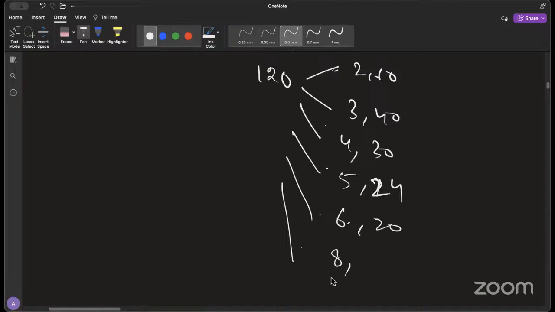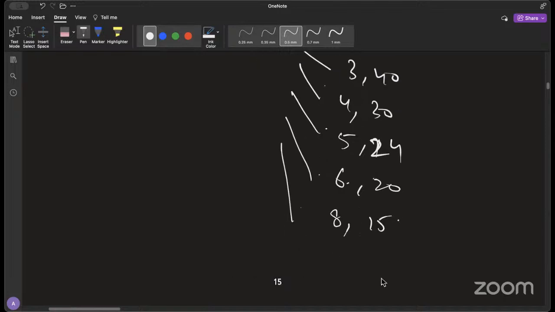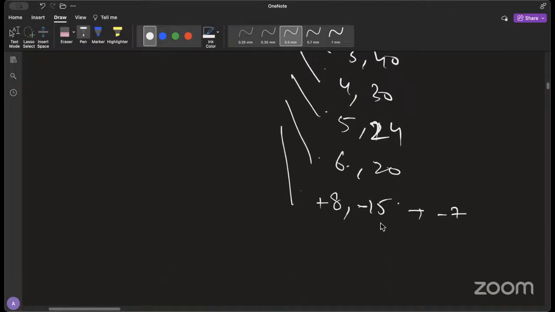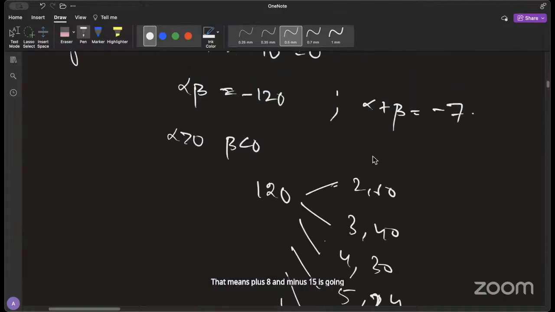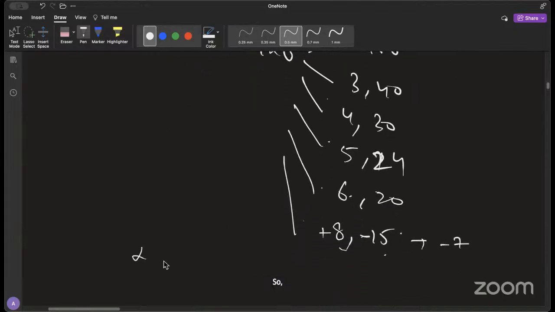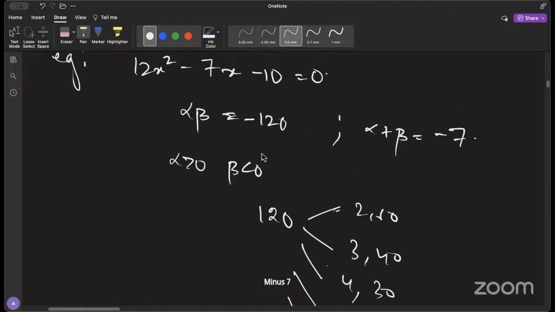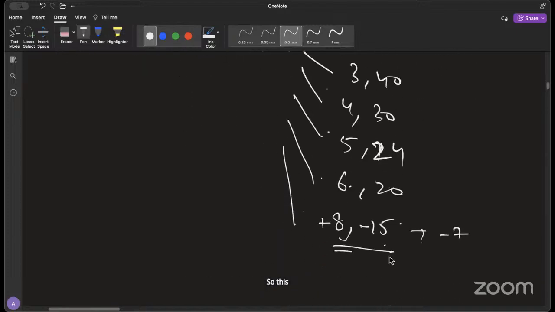7's not there. Then we have 8 and 15, right? So if you take the difference, you'll get 7, or if you take this negative and this positive, you'll get minus 7. That means plus 8 and minus 15 is going to work. If you take the sum of these two, you will get minus 7, and if you take the product of these two, you get minus 120. So this works.